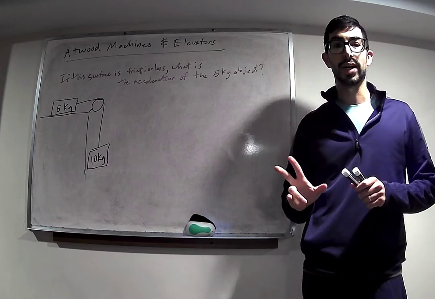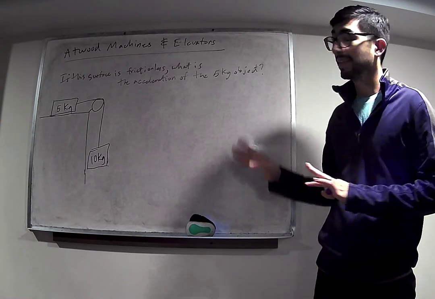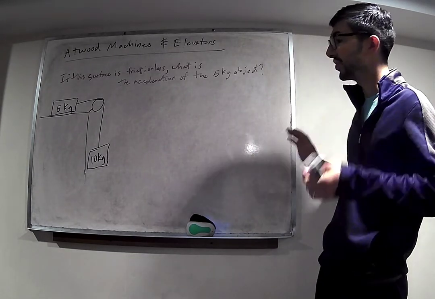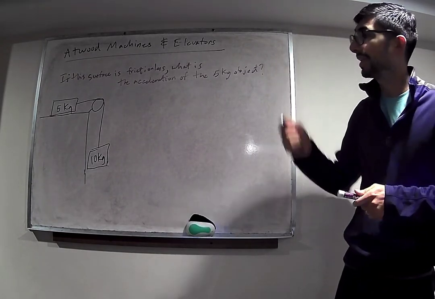I want to talk about two concepts today. The first one is something called an Atwood machine, and the second one is an elevator. I want to talk about how they relate to each other in relation to Newton's second law. First, I want to define these terms. Well, what is an Atwood machine?